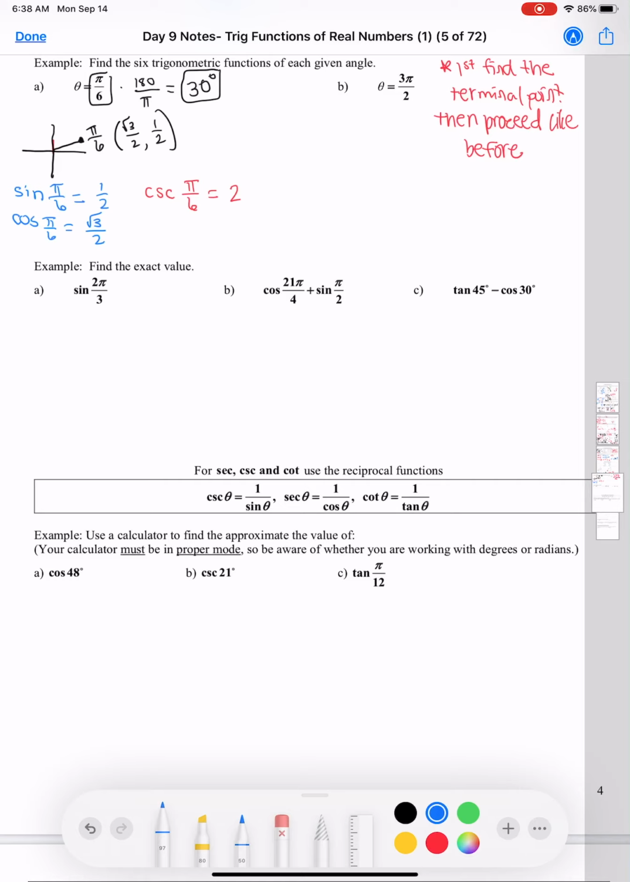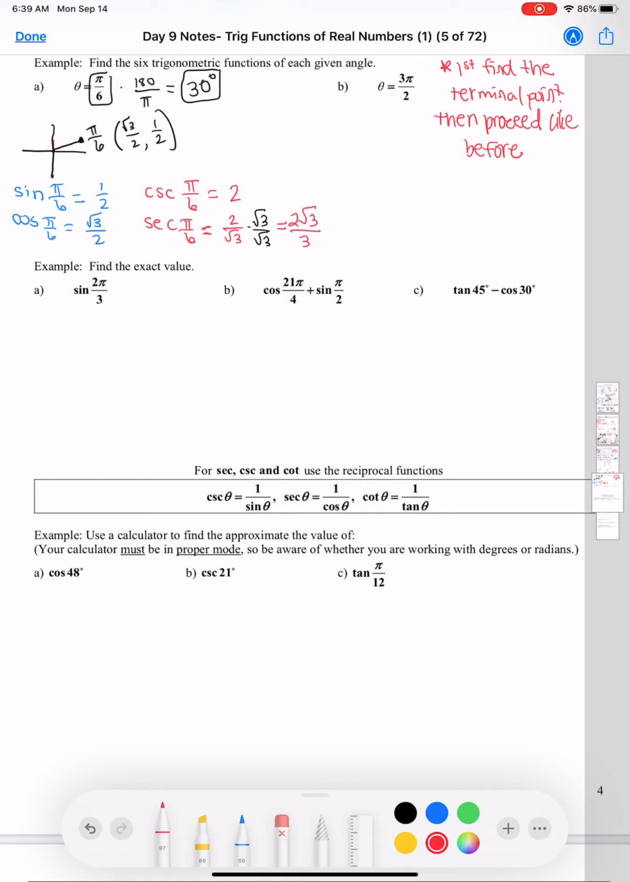So that makes it really simple to find secant then. Just going to flip that around. So that is 2 over root 3. Need to get rid of that square root symbol in the denominator. And so I get 2 root 3 over 3.